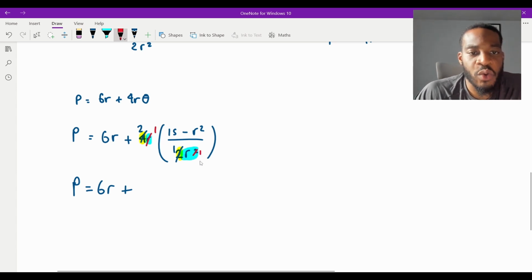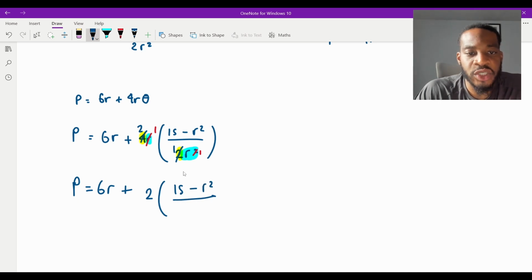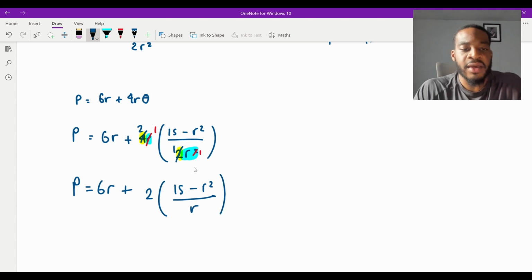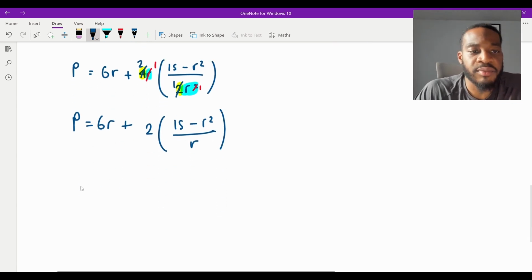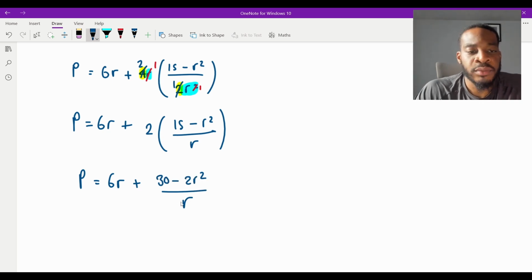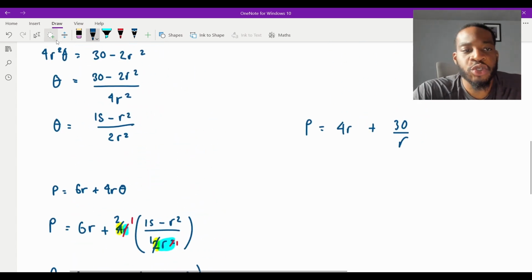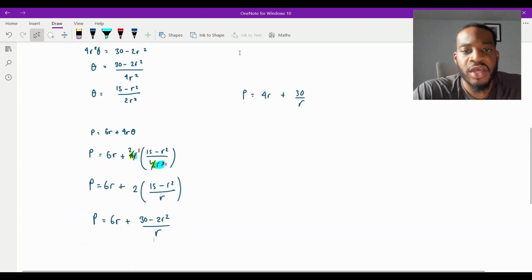And then that will change to a 1, isn't it? So therefore, it's just going to be 2. And then in the bracket, it will be 15 minus r squared on the top. And then on the bottom, it's just going to literally be 1 times r, which is just going to be r. So we get that there, and then now we can just expand and simplify. P is equal to 6r plus, and then if I expand that, that 2 will just times the numerator. It's going to be 30 minus 2r squared over r. And then remember, we want to show that we get 4r plus 30 over r.